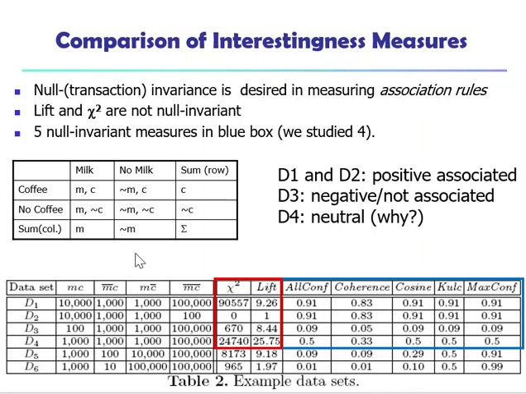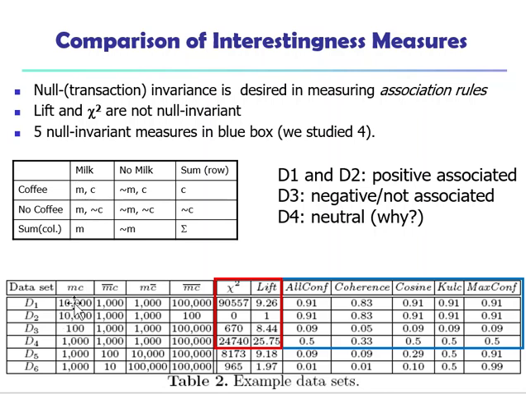First, let's get the notation. The tilde here indicates not buying milk, and in this table the tilde becomes the bar on the top. So in this dataset 1, we have 100,000 transactions that do not have either milk or coffee. So this is the number that we would fill here. And we have 10,000 transactions that contain both milk and coffee. So that should be the number entered here.